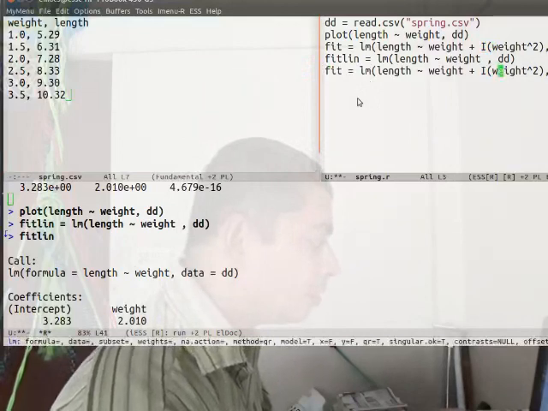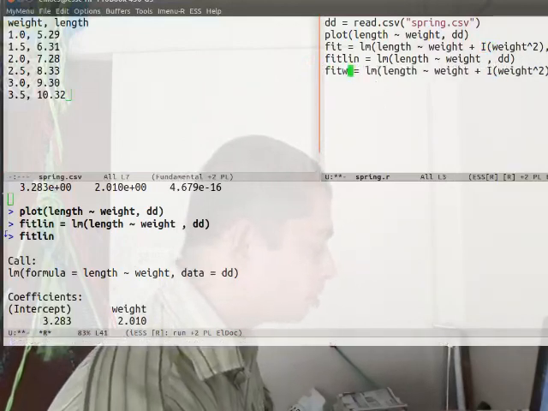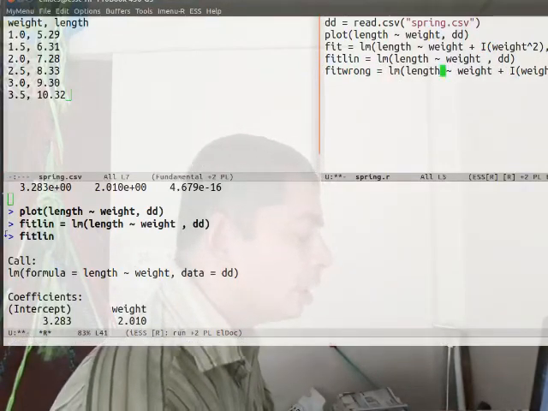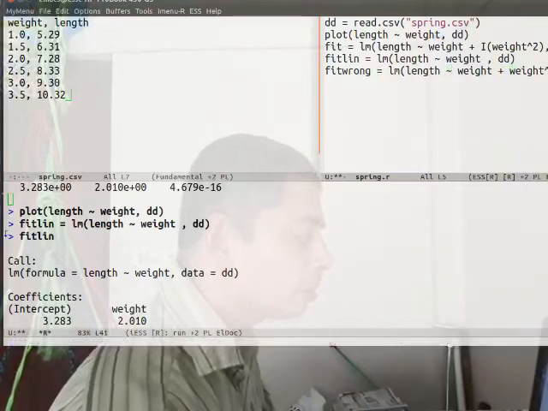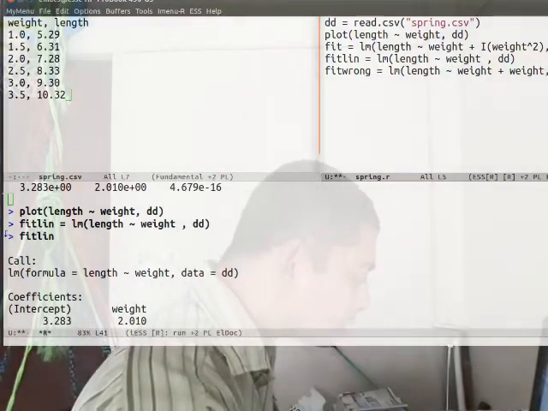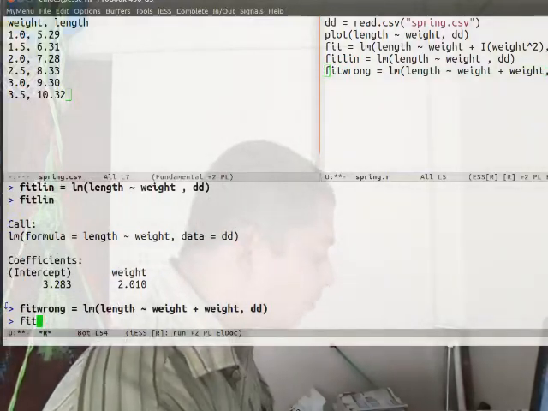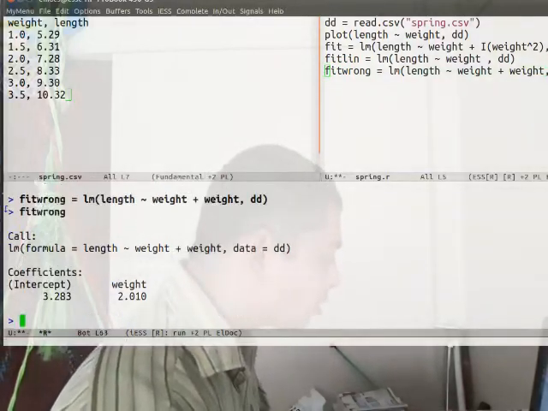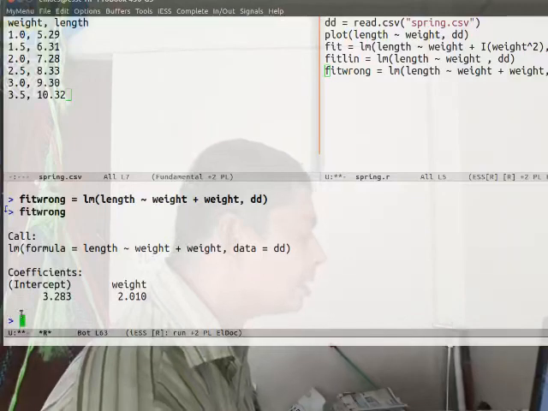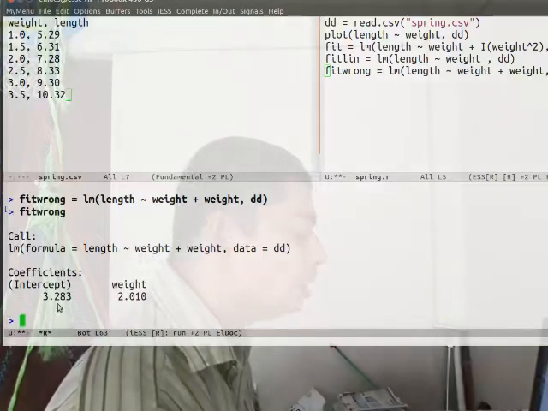So I will give it a name. I will call it fit wrong. And I will not put the I. So let's try to execute it. There is no error message. So I will say fit wrong. And it says simply reported intercept and weight.